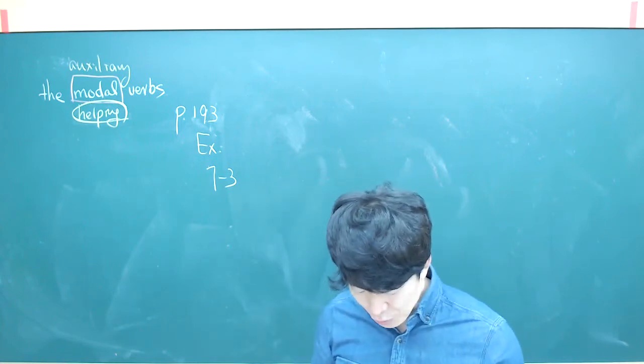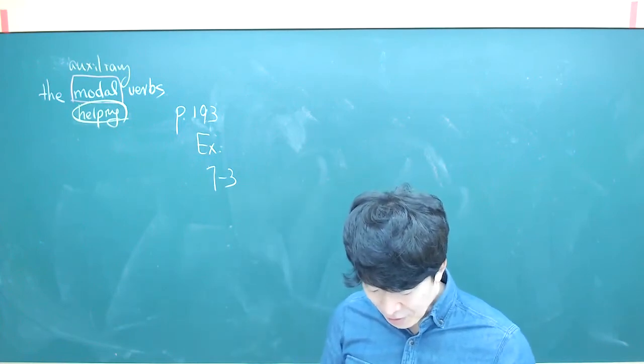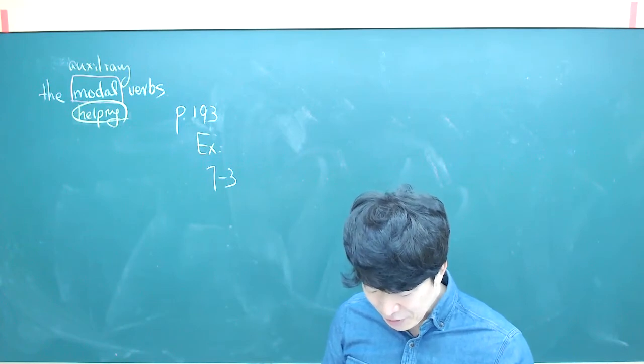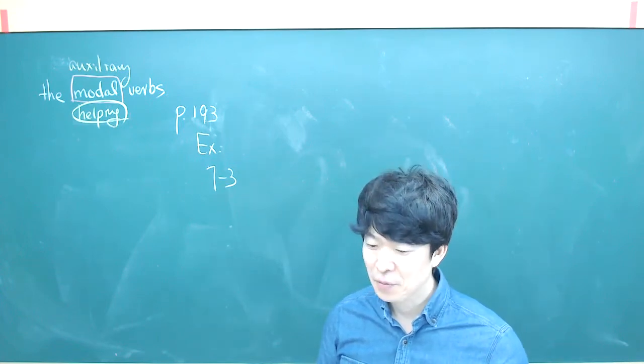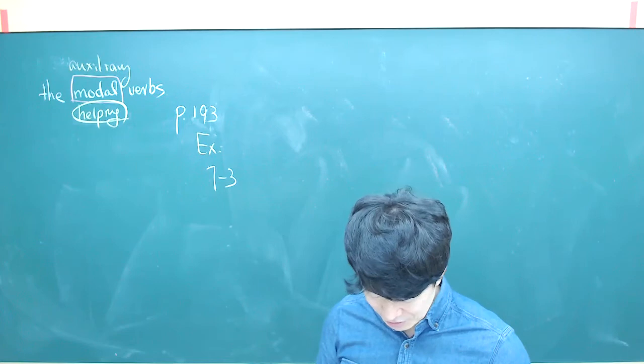You may have a cookie after dinner. Okay, kid, you can have a cookie after dinner. Permission. You may not have a cookie. You can't have a cookie. That is the negative form of permission conditions.